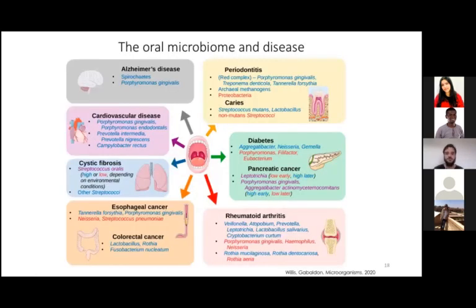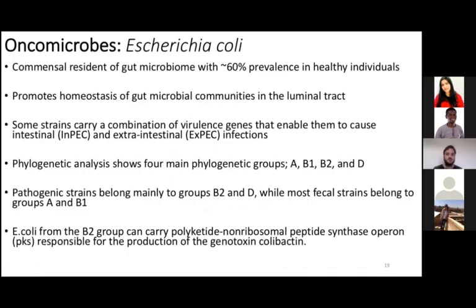Just a side note here, maybe it's important for us to consider the oral microbiome for different diseases, as this review that came out last year pointed at several different disease links associated with oral species and the oral microbiome. This can go from diabetes to rheumatoid arthritis to cystic fibrosis. So that's maybe something interesting to look at. Okay, so the next species that I wanted to talk to you a little bit about is Escherichia coli.